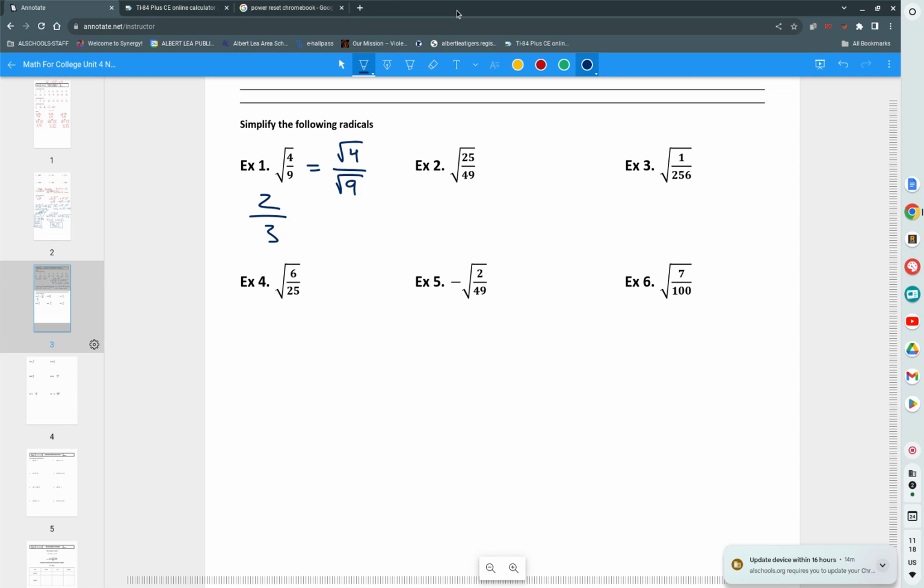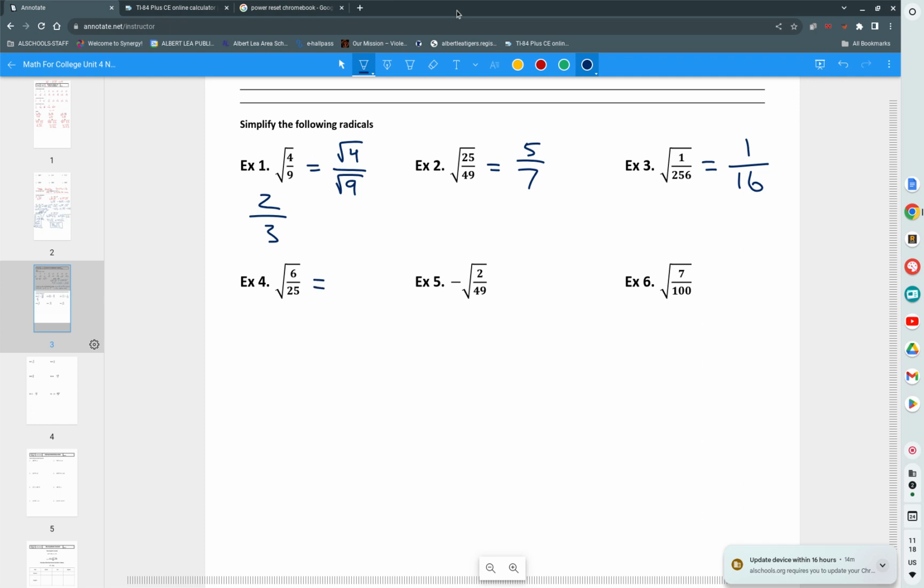Next one, what will the square root of 25 over 49 be? 5 over 7, and then the square root of 1 over 256 is 1 over 16. So you can see that if you can take the square root of the top and the bottom, nice and easy, no worries. Next one's a little bit different.